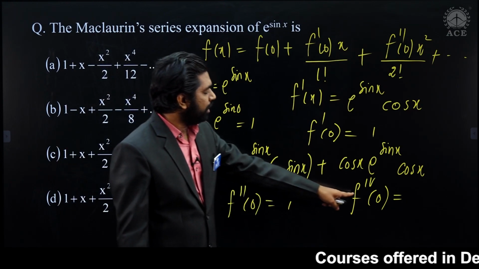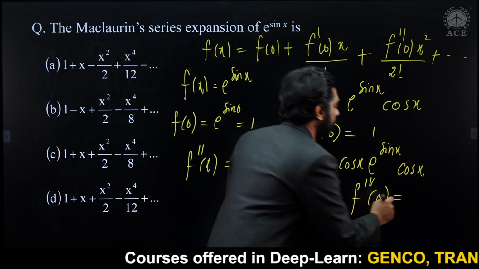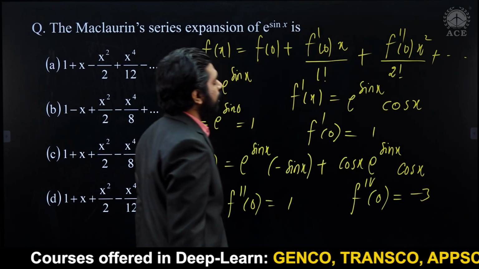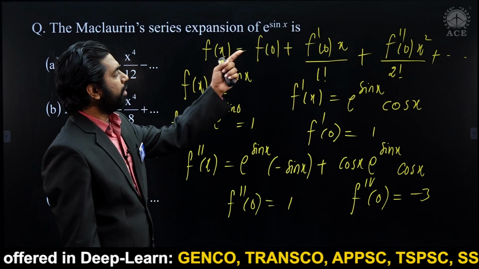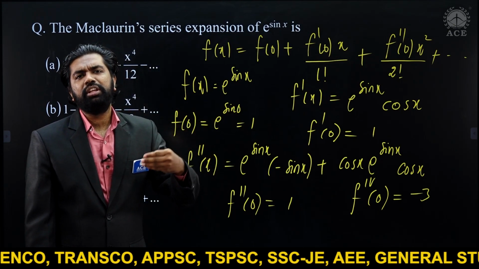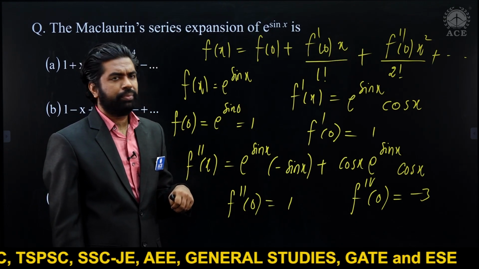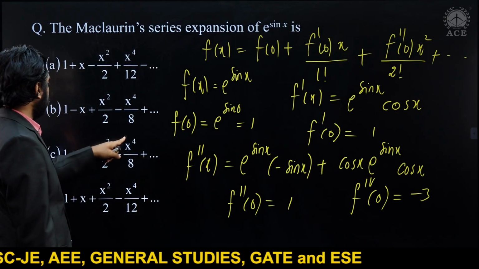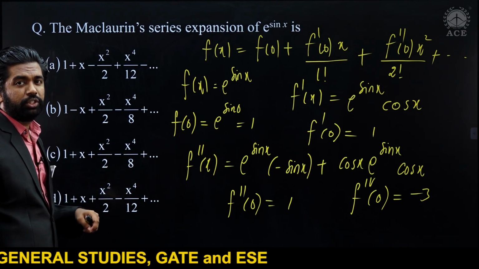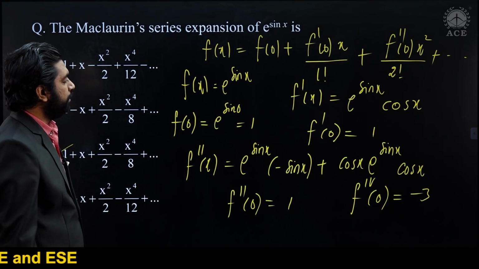The fourth derivative at x equal to 0 gave me minus 3. So this gave me how much? Minus 3. Now substitute this into the Maclaurin series: the fourth derivative by 4 factorial. So minus 3 by 24, which is minus 1 by 8. So which options have got the x power 4 coefficient as minus 1 by 8? Obviously it is C. So the answer for this question is option C.